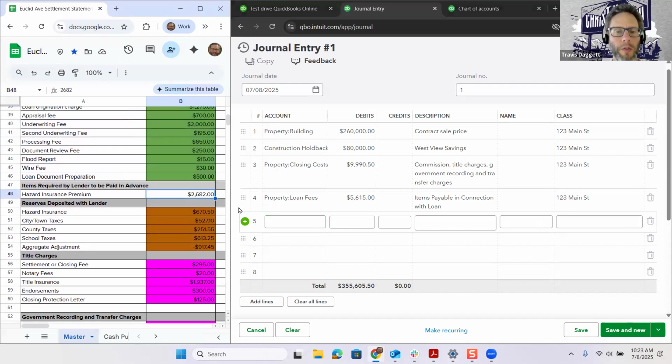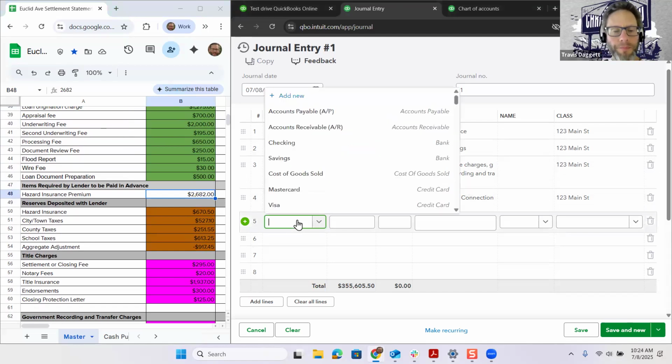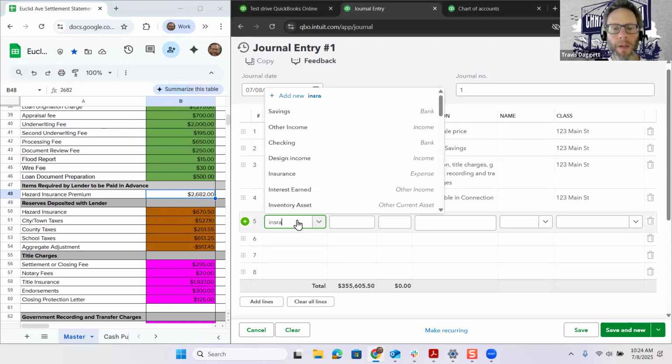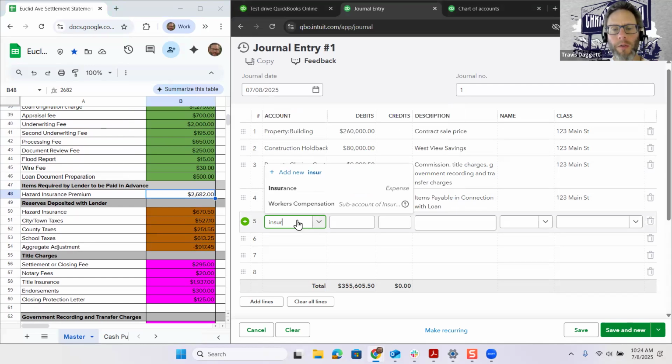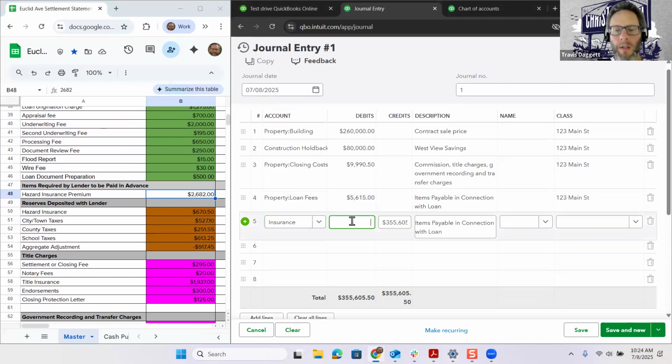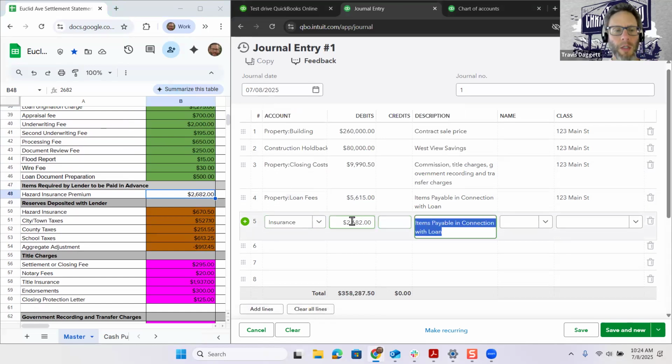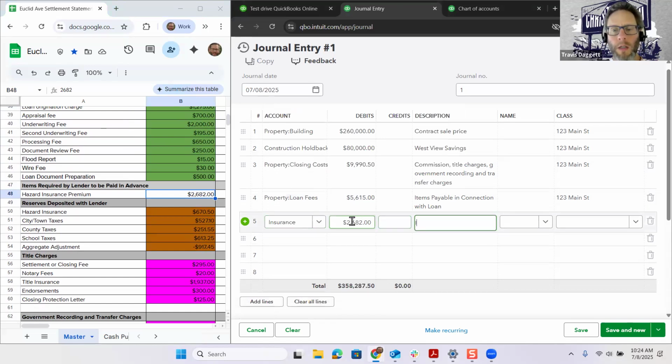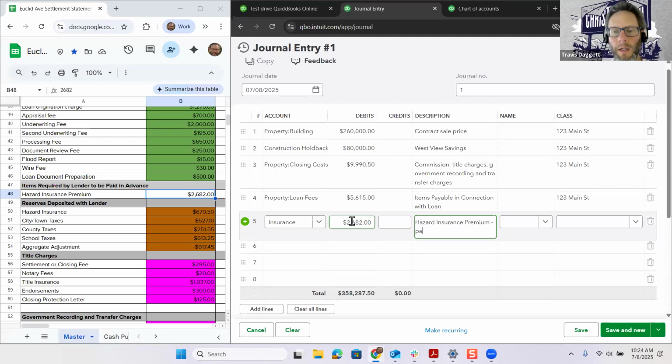Actually, first let's deal with this insurance. So this insurance is paid at closing. So it's actually an expense. We have insurance. Yeah, let's just put insurance 2682. This is items, or let's just say hazard insurance premium paid in advance. And is it for specific property? Yes.